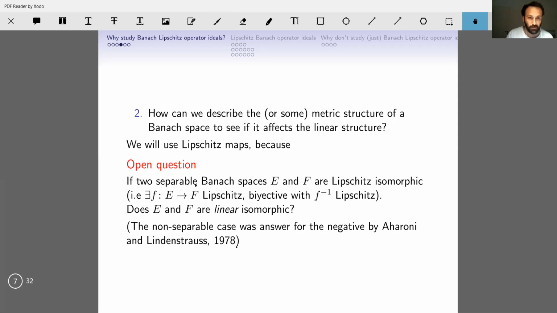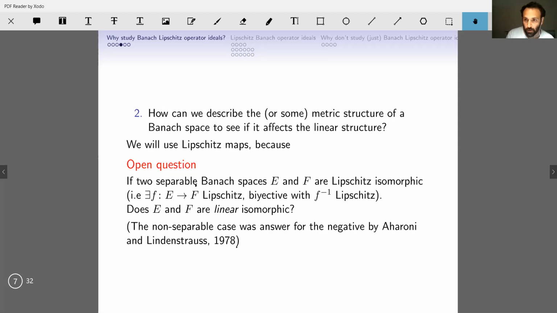So what does this open question tell us? Well, at least for separable spaces, we don't know if Lipschitz maps determine all the linear properties or not. So we can see that we don't know what happens with Lipschitz maps in relation to linear properties. That's why we will use Lipschitz maps.